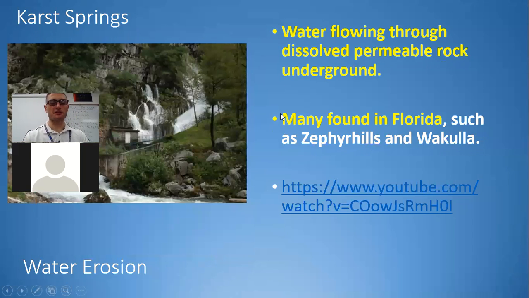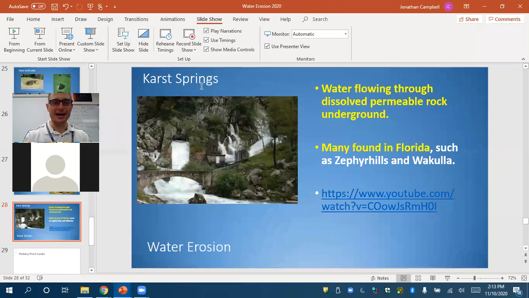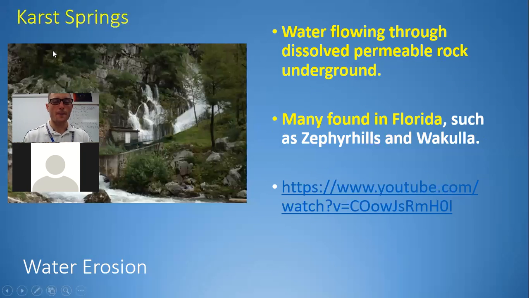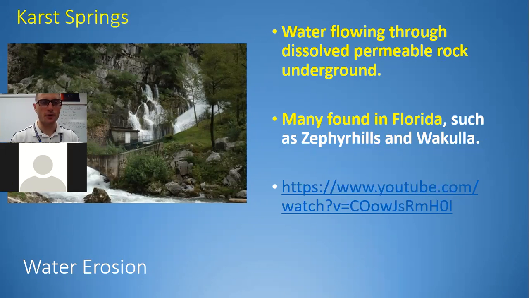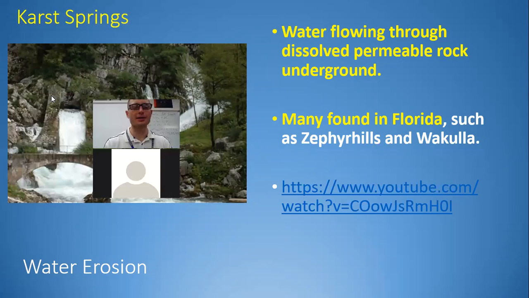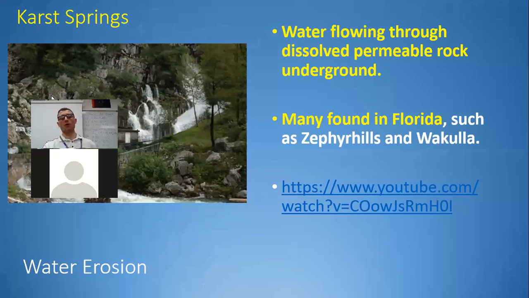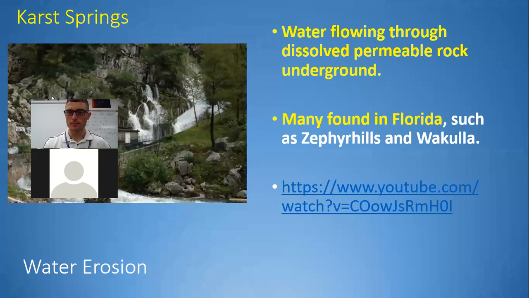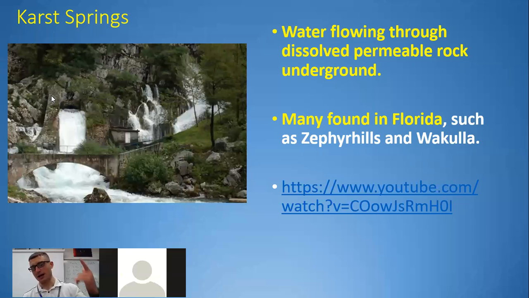So what's the difference between that and a spring? Well, a spring, guys, is also a hole in the ground with water, but the water doesn't come from rain. It comes from the ground, underground. It filters through all the spongy rock beneath us. It's really clear. It's really cold. Really great water. A lot of them are found in Florida. So again, water flowing through dissolved permeable rock underground.